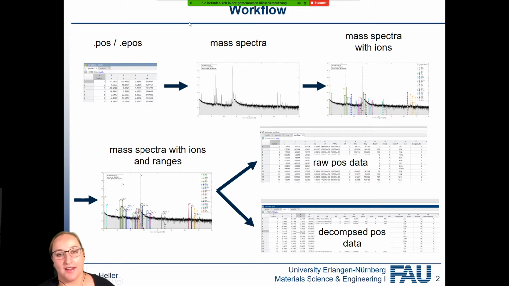Then we create our mass spectra. Then we add ions to our mass spectra. Then we range the ions, and then we create, or you can create, a raw POS data table variable or a decomposed POS data table variable. I will explain what the difference is.